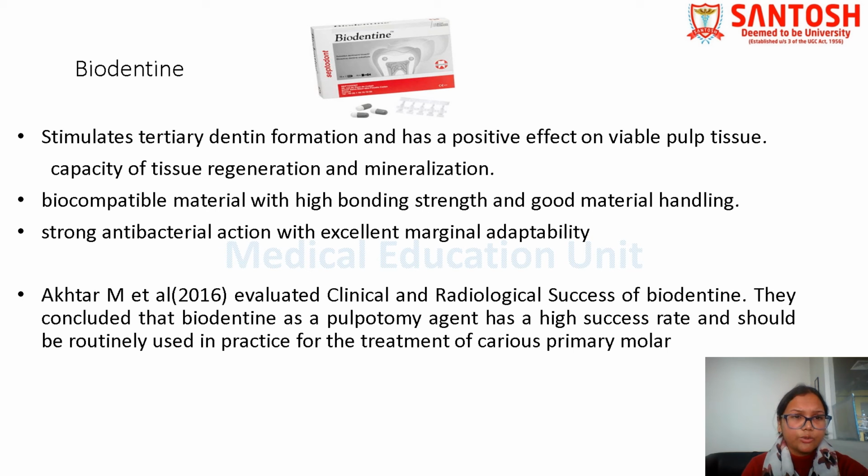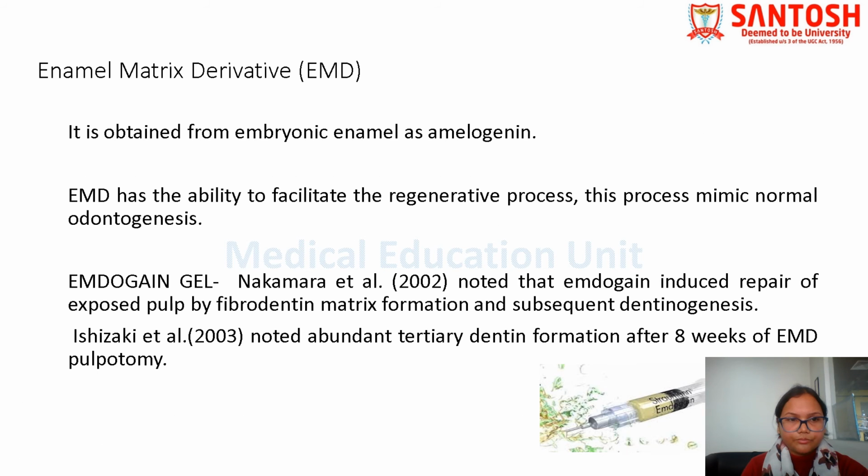The next material used is biodentine. It stimulates tertiary dentine formation and has a positive effect on viable pulp tissue. It has the capacity of tissue regeneration and mineralization. It is a biocompatible material. It has a strong antibacterial action with excellent marginal adaptability. Akhtarim et al. in 2016 evaluated the clinical and radiographic success of biodentine and concluded that biodentine as a pulpotomy agent has a high success rate and should be routinely used in practice for treatment of carious primary molars.